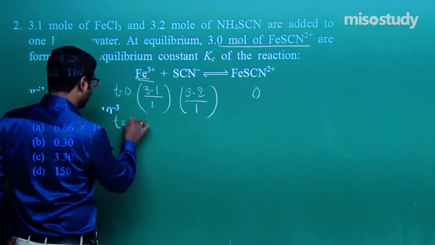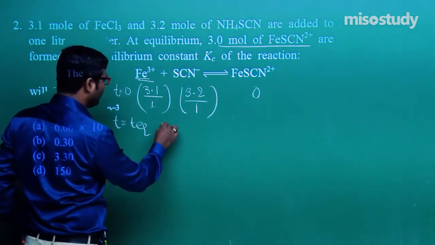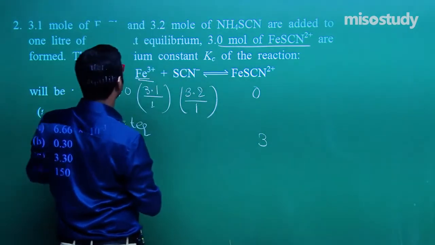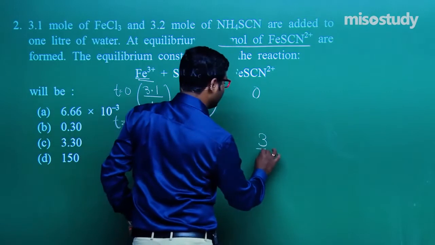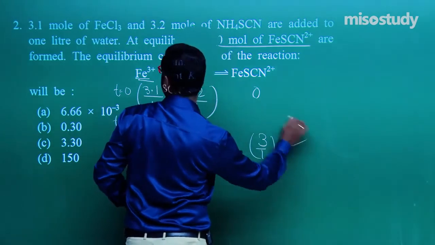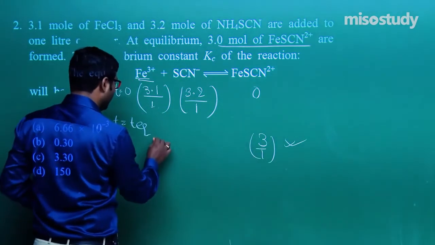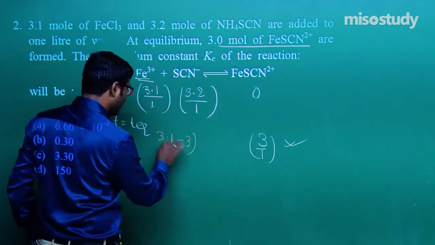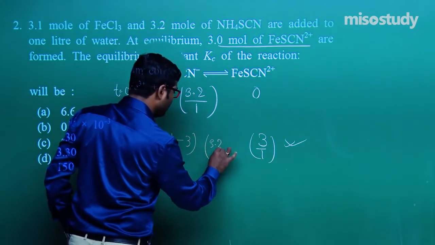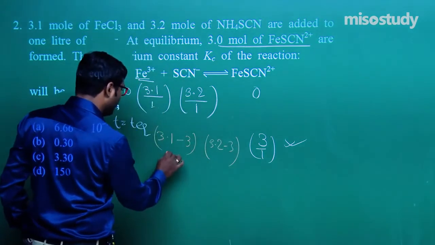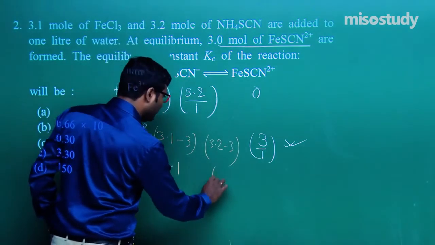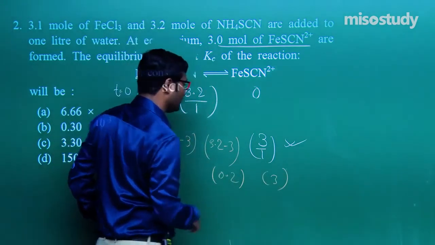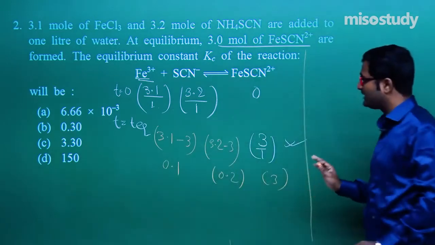Now when T is equal to T equilibrium, what happens friend? There is a formation of 3 mole of FeSCN2+. Definitely there is a loss, that is 3.1 minus 3 and 3.2 minus 3. So at equilibrium it forms 0.1 and this one is 0.2 and this one is 3. This is the expression. Clear to you?